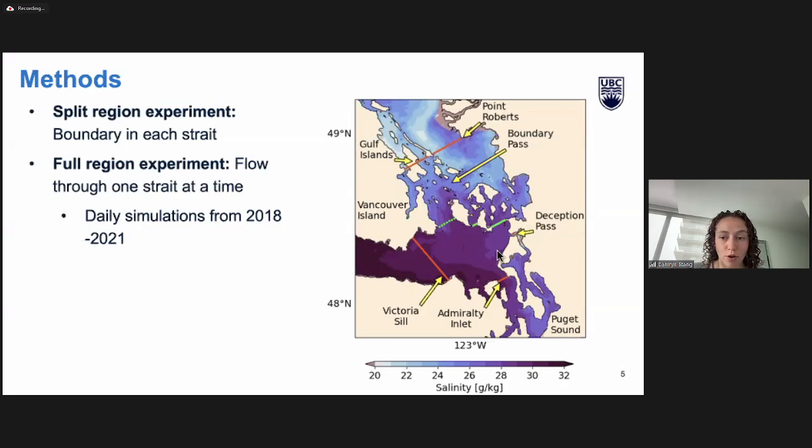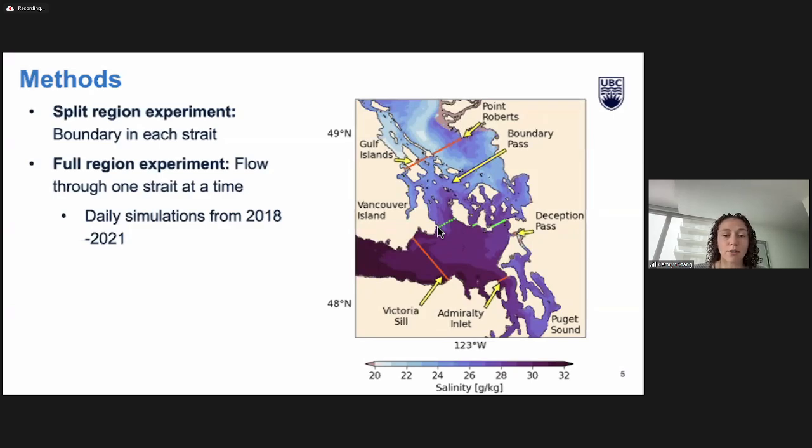So for the example shown on this map, I have a dotted green line through Harrow Strait. For this configuration, I don't actually have a boundary here. So anything moving between the north and the south must be going through Harrow Strait since there's a boundary at the other two. And then I run the same thing for each of the other two straits, where it would open up this boundary and then add a boundary where that dotted green line is at Harrow Strait.